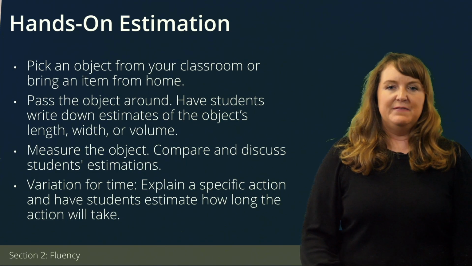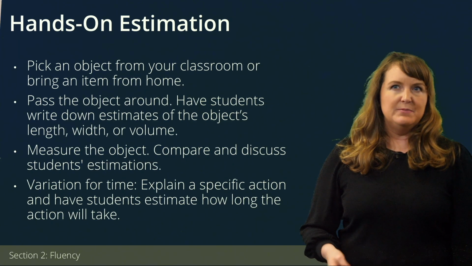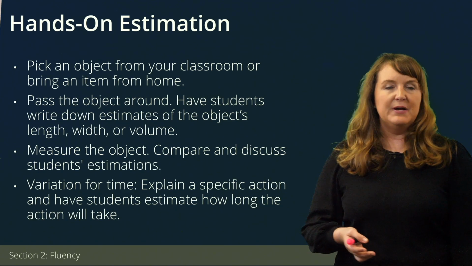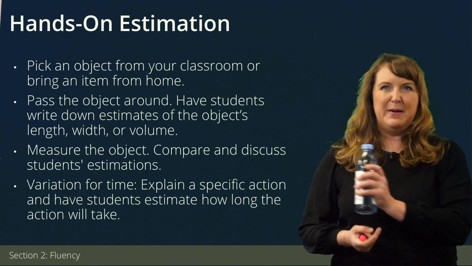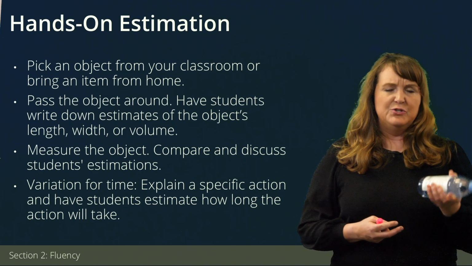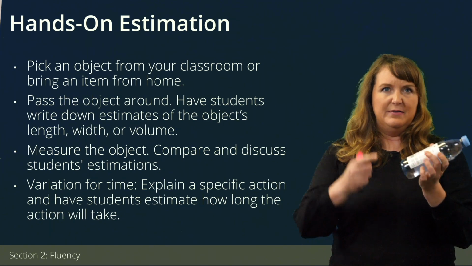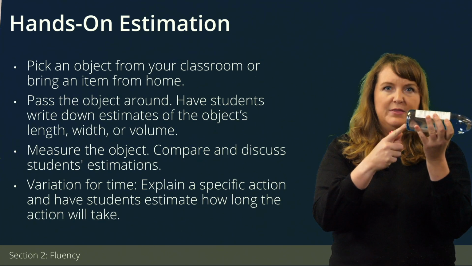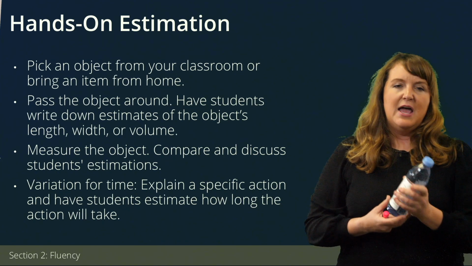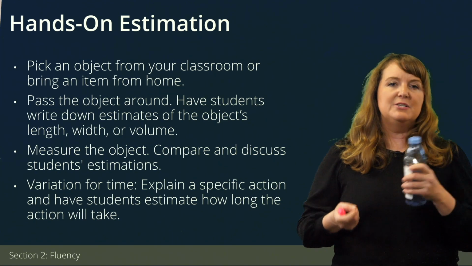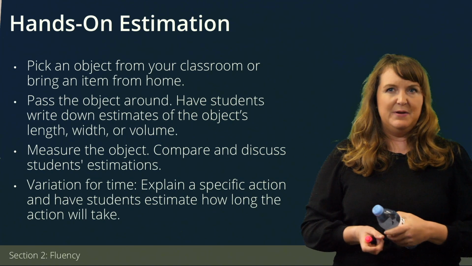Another fluency activity might be hands-on estimation. So students would pick an object from the classroom or maybe they bring in something from home. And so maybe first they bring in this water bottle. So we pass that object around and students write down their estimates about the object. Here maybe I think about the length of this object, the width of this object, or I could think about the volume of this object. And then we could do some measurement and then talk about how the actual measurement compares to students' estimations.